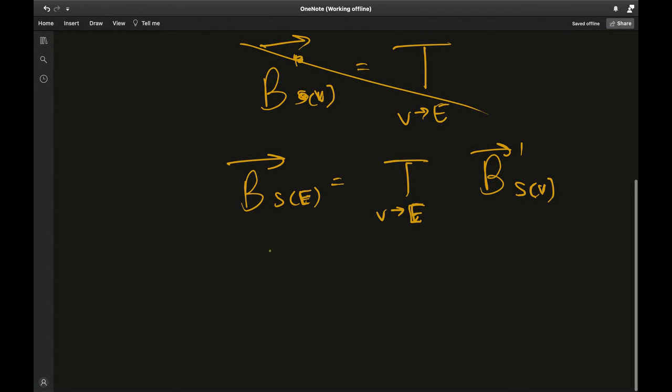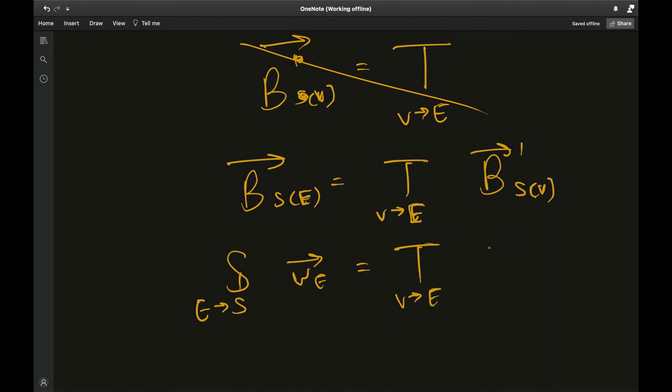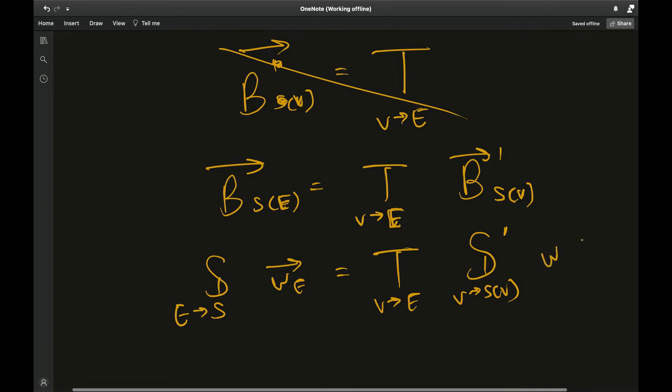because now we can write the B vector as boldface S from E to S, W sub E is equal to the transformation matrix from V to E, and then boldface S dash from V to S of V, which is acting on W sub V.